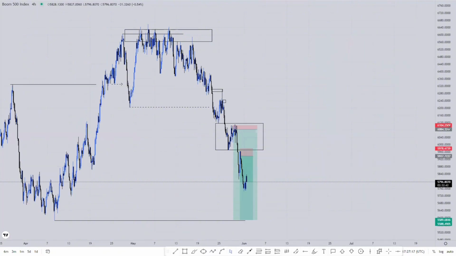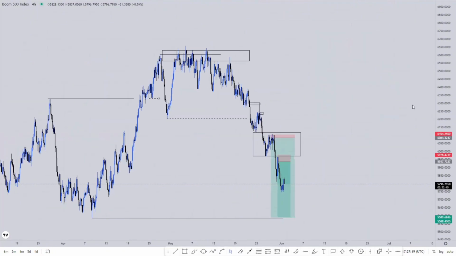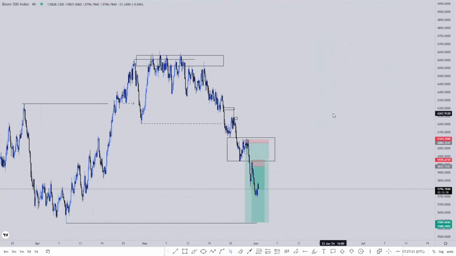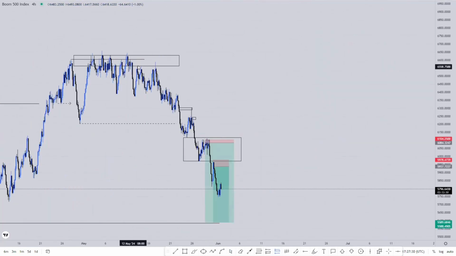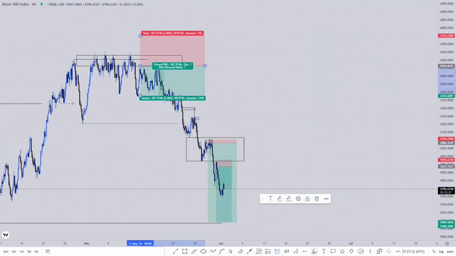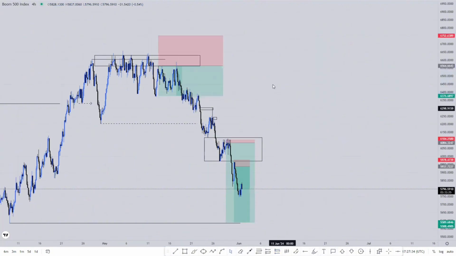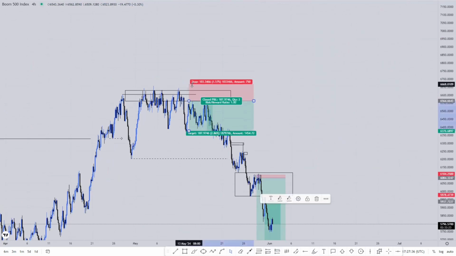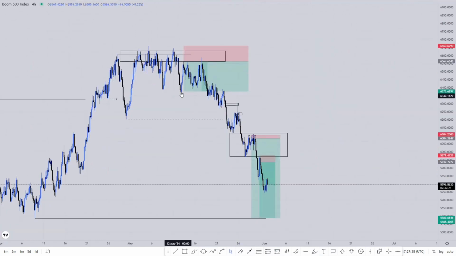Another one, I don't know if you guys remember. If you have been paying attention to the free signals that I gave, I gave a free signal around here. I gave a free signal on BOOM500. If you're in the free WhatsApp group as well as the free Telegram group, I gave a sell on B5 around there.